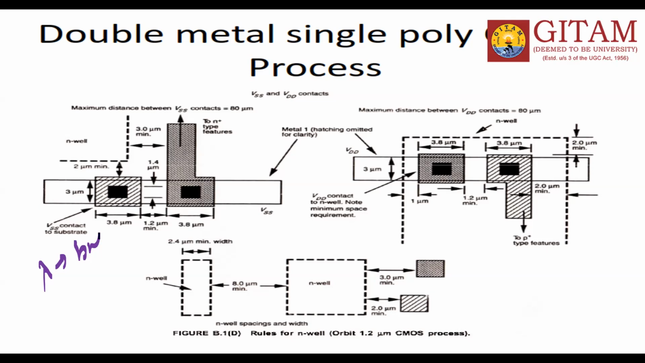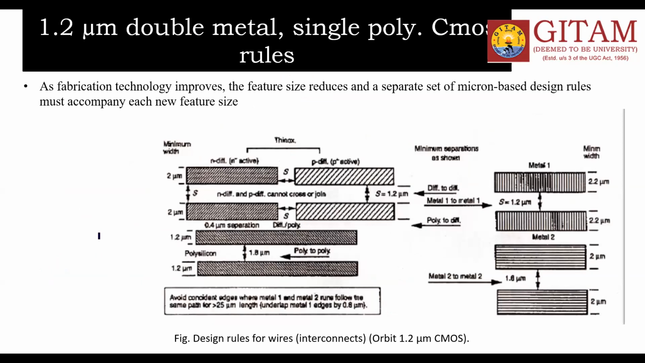When it comes to the micron based design rules, what are the micron design rules, what are the 2 micron design rules, and what are the 1.2 micron design rules. So these are enough. Just remember what is the minimum width in each category, what is the minimum space in each category, and similarly for the oxides as well as metals. Sometimes you can say micron designs are called Orbit 1.2 micron designs.